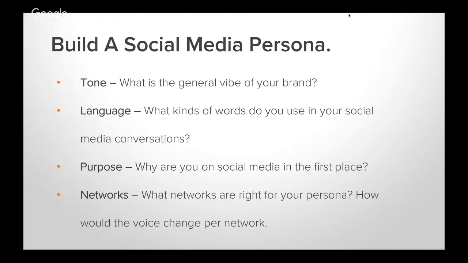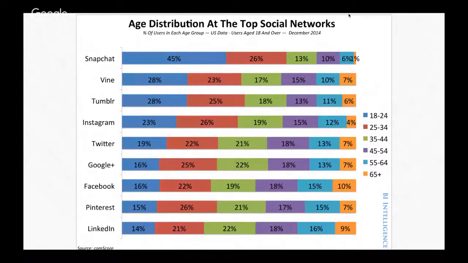Also, it helps to inform what networks you actually want to be on, keeping in mind that people are all over the place. This is a sort of age distribution graph of all of the top social networks. You'll notice that depending on who you actually are trying to target and who your social persona is, they might want to be on different networks. If you are in the 18 to 24 bracket, you might decide that Snapchat is a good place for you to be. If you are in the 25 to 34 bracket, you might decide Instagram, you might decide Pinterest or Google Plus, because hey, that's still around. They keep threatening to kill Google Plus off, but it's still there.